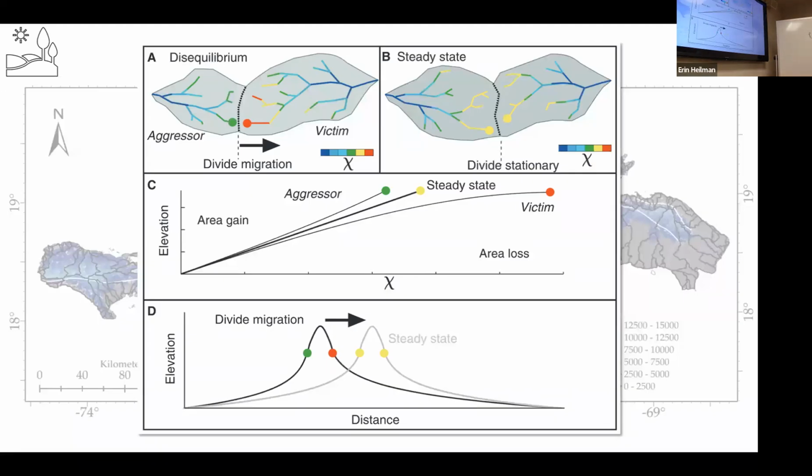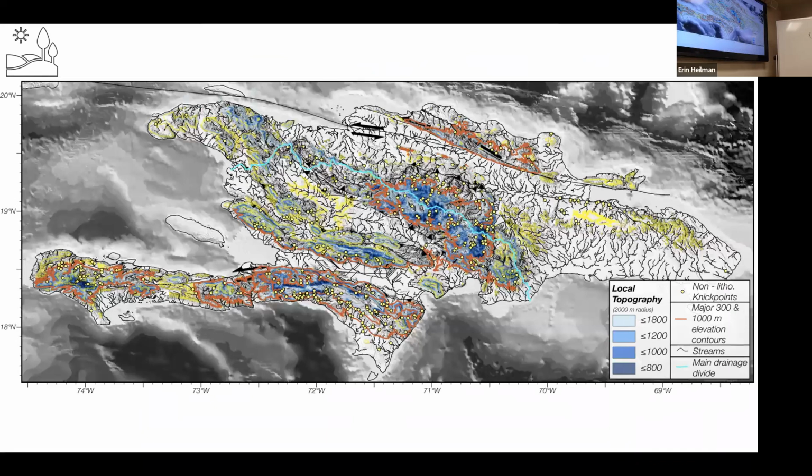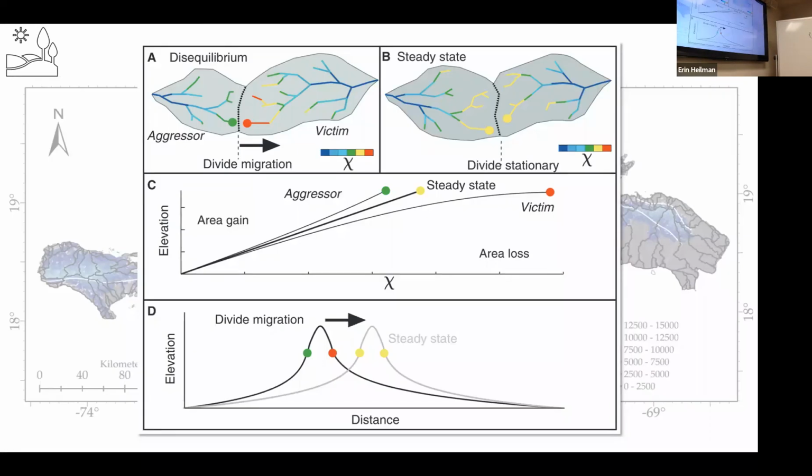Okay, and then the last bit on the geomorphology is going to be looking at the chi variable, these next two slides. So chi, for our purposes, is just a horizontal coordinate that we can use to look at the state of equilibrium of the drainage divide. So we looked at this drainage divide here in cyan going across Hispaniola, and if we want to see how that drainage will move projecting into the future, we can look at the chi across that divide.